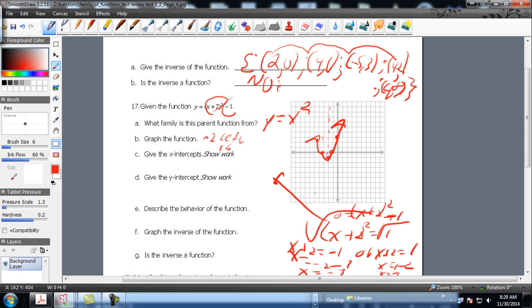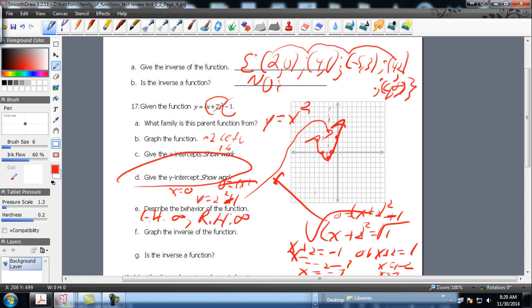Okay. Show your work. We just did. For my y-intercept, x equals 0. So that gives me y equals 2 squared minus 1. That's how we got this 3 right here. Describe the end behaviors. Left hand, once again, where's he going? He's going up. Right hand, where's he going? He's going up. Remember, end behaviors: up, down, up, down, up, down.